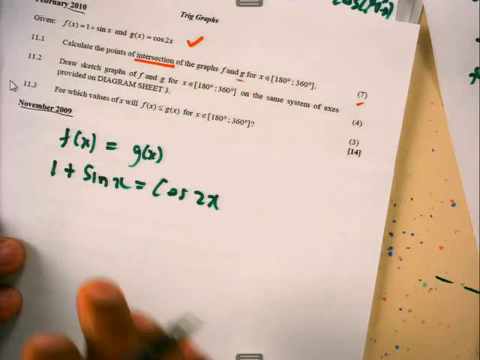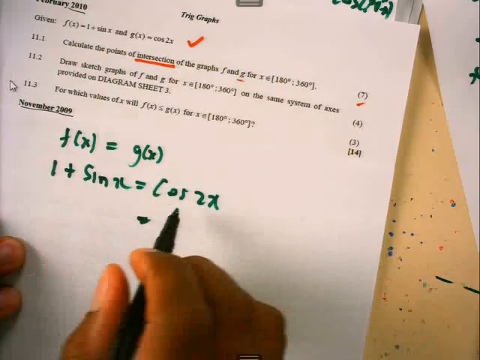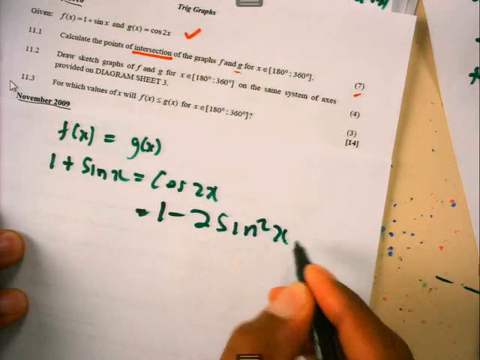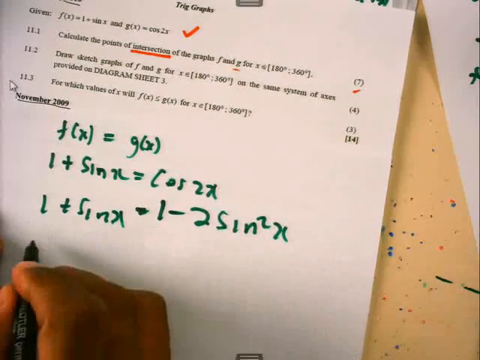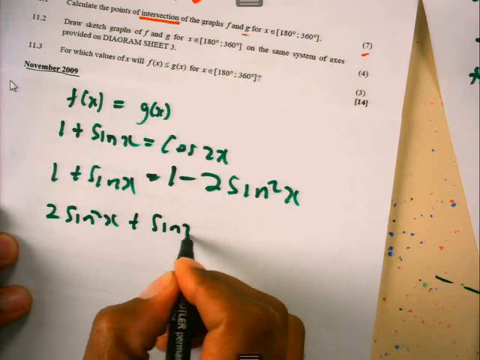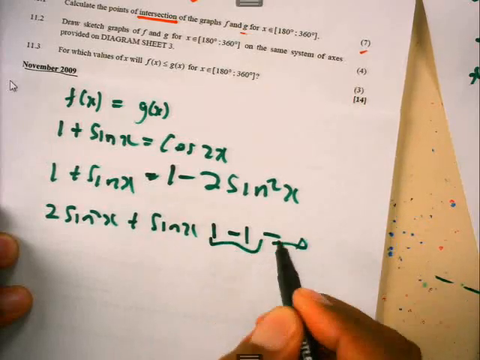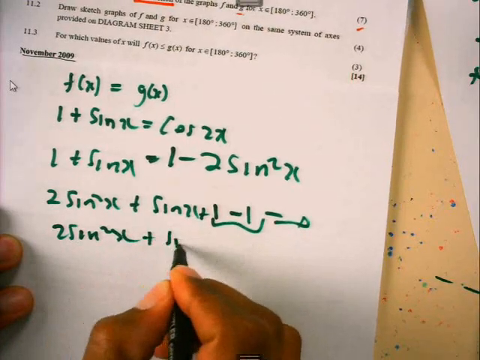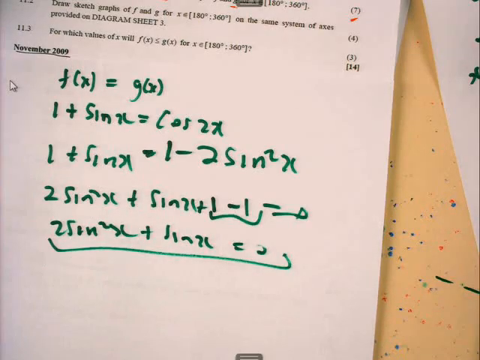Now look at what you have. We are happy about it because if I write everything in terms of sine, cos 2x will be 1 minus 2 sine squared x. And what about this one? It's 1 plus sine x. From here, this is 2 sine squared x plus sine x, and then the 1 and the minus 1 cancel, equals 0. It means now you have 2 sine squared x plus sine x equals 0. Can you see now? It's exactly more or less like the example that we did earlier on.